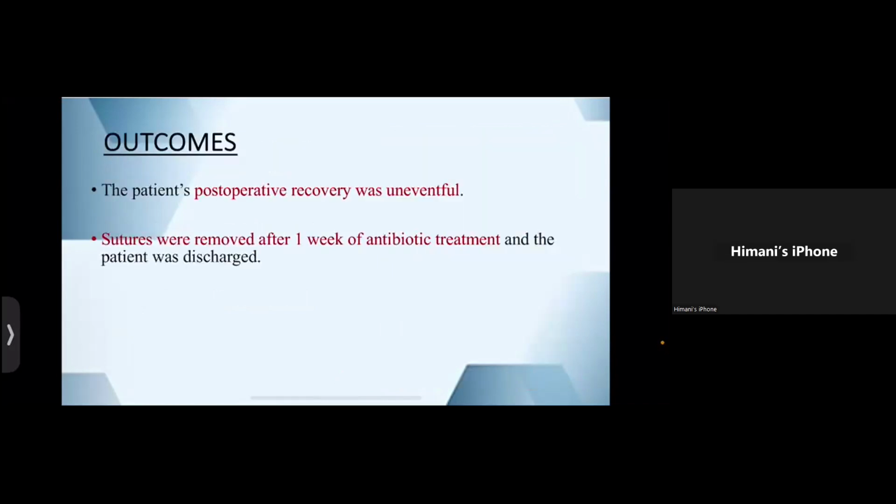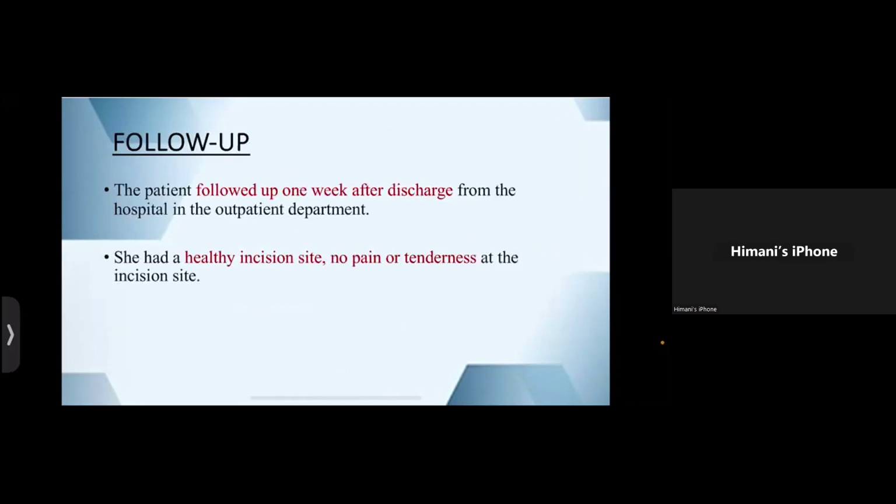So the outcome was that the patient's post-op recovery was uneventful, and the sutures were removed after 1 week of antibiotic treatment, and the patient was discharged. Then the patient came for a follow-up 1 week after the discharge from the hospital in the OPD setup. She had a healthy incision site, no pain or tenderness at the incision site.